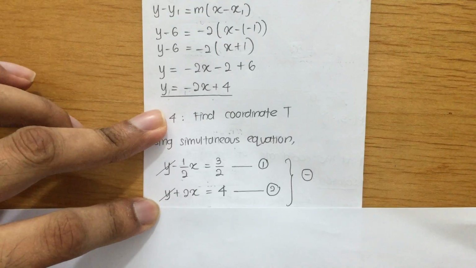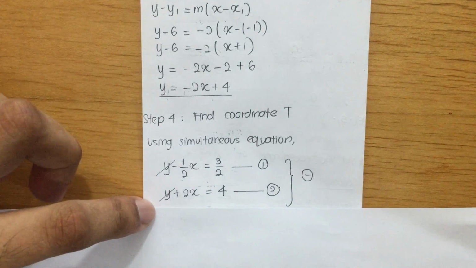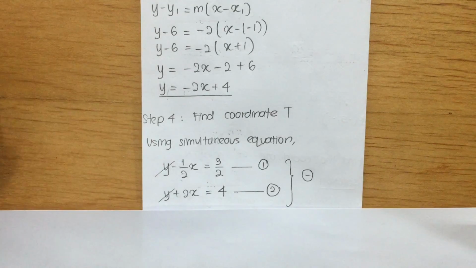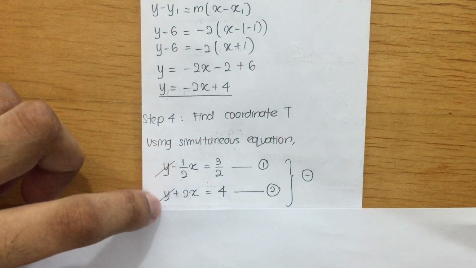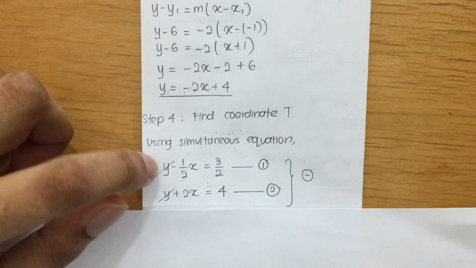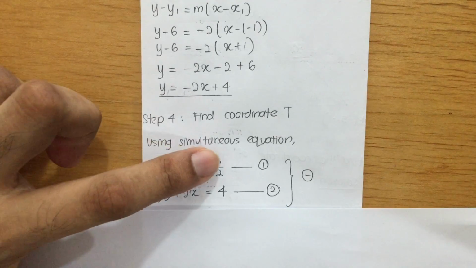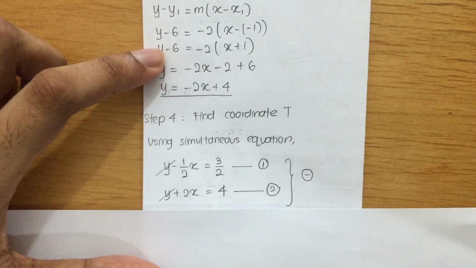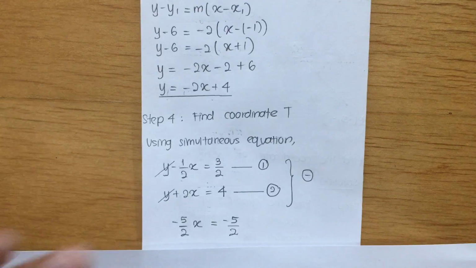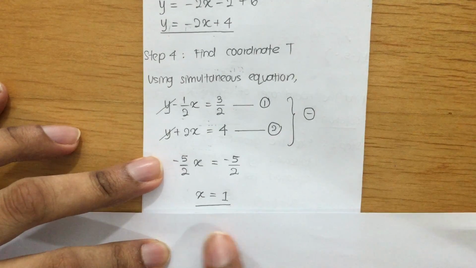From here you can choose to eliminate either one of the variables, but I recommend you eliminate the variable y first, because it's easy to eliminate. You don't need to multiply by any numbers over here. So you can eliminate the variable y by subtracting equation 2 from equation 1. From here -1/2x minus 2x, you should get -5/2x. 3/2 minus 4, you should get -5/2. So -5/2x equals -5/2. From here you get your x value is equal to 1. Okay, let me pull it up a bit. Okay, x is equal to 1.